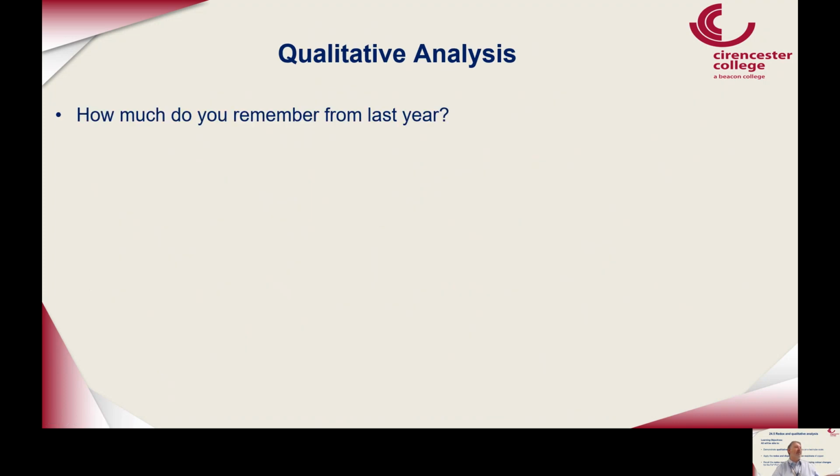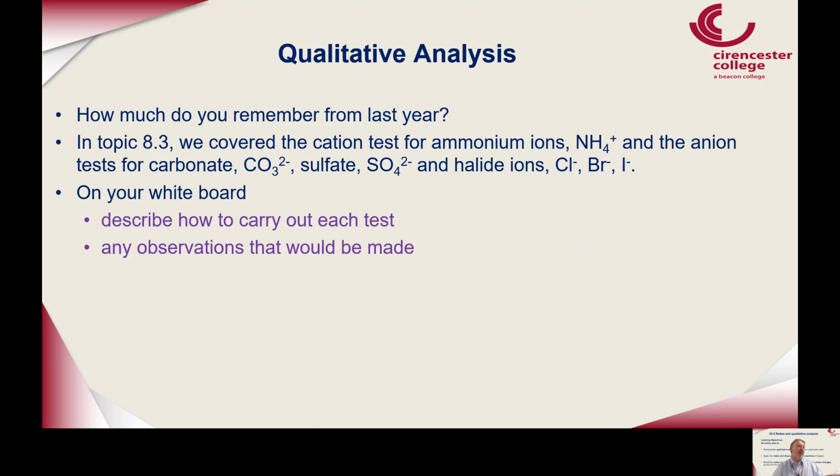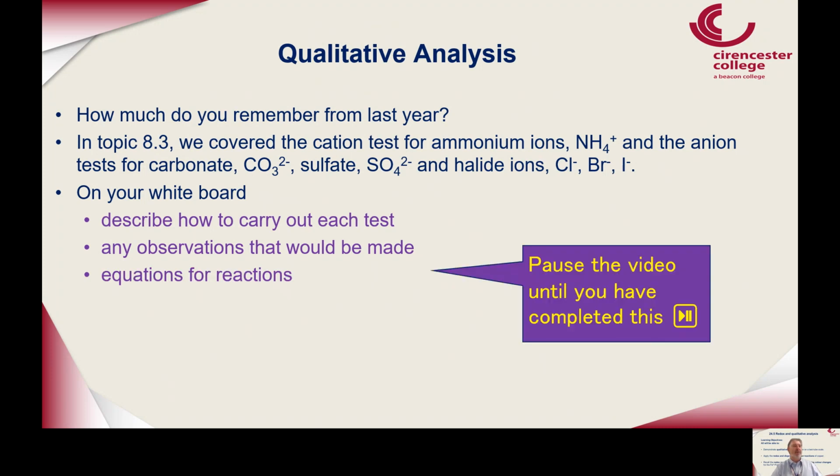Okay, so qualitative analysis. Again, it's a bit of a recap. I think we've recapped this quite a lot. In 8.3, it's a test for ammonium ions, test for carbonate ions, test for sulfate ions, and the halide ions. We should be able to remember those. If you're in class, you could do this on a whiteboard. You need to describe how you carry out each test, any observation you make, and equations for the reactions. On your own, you can pause the video until you complete this.